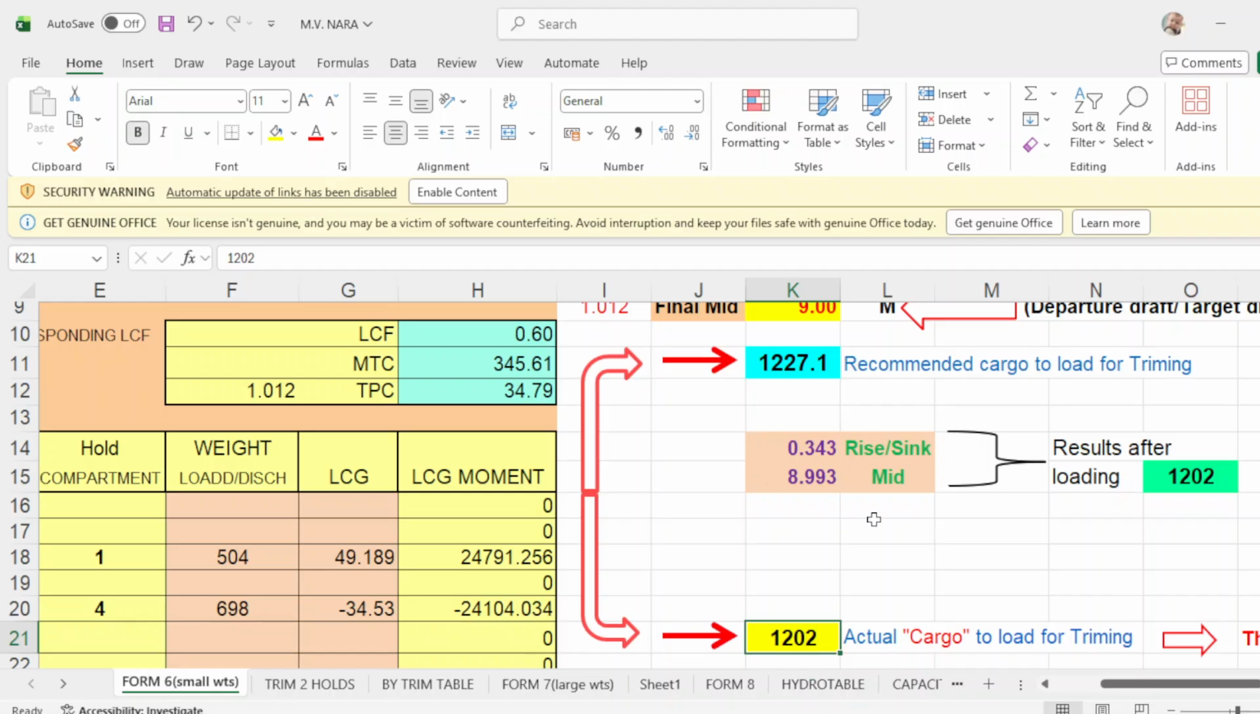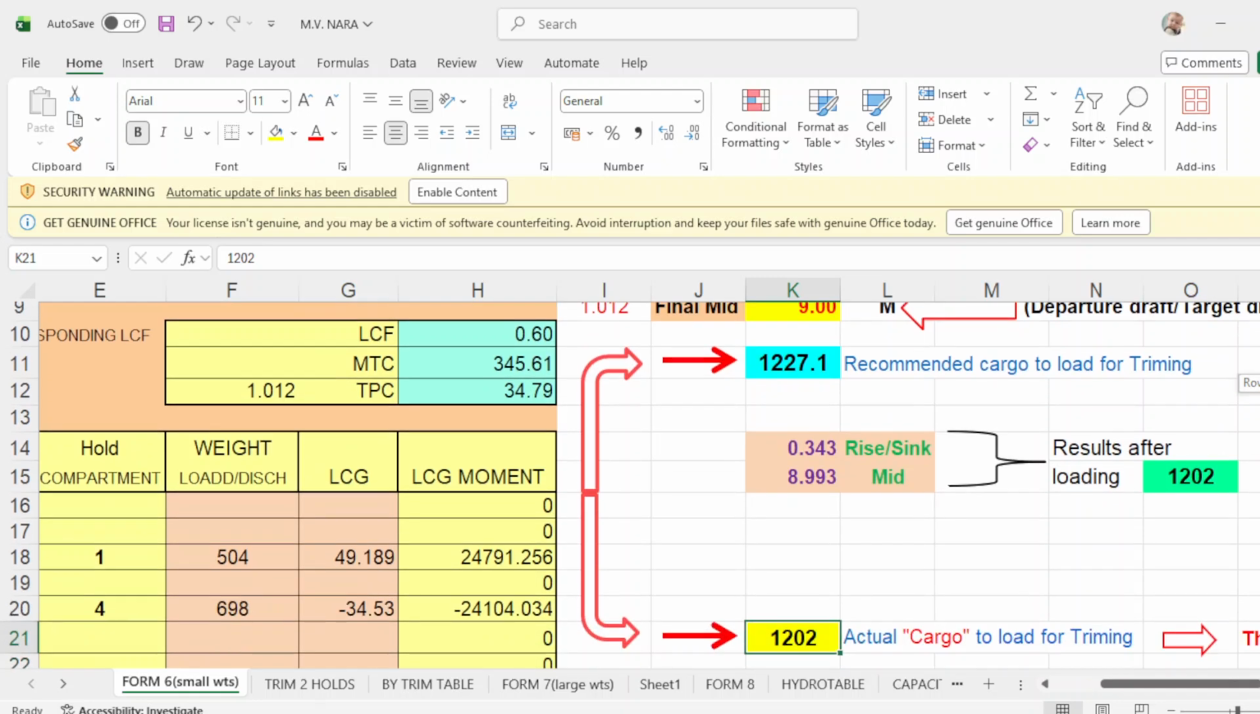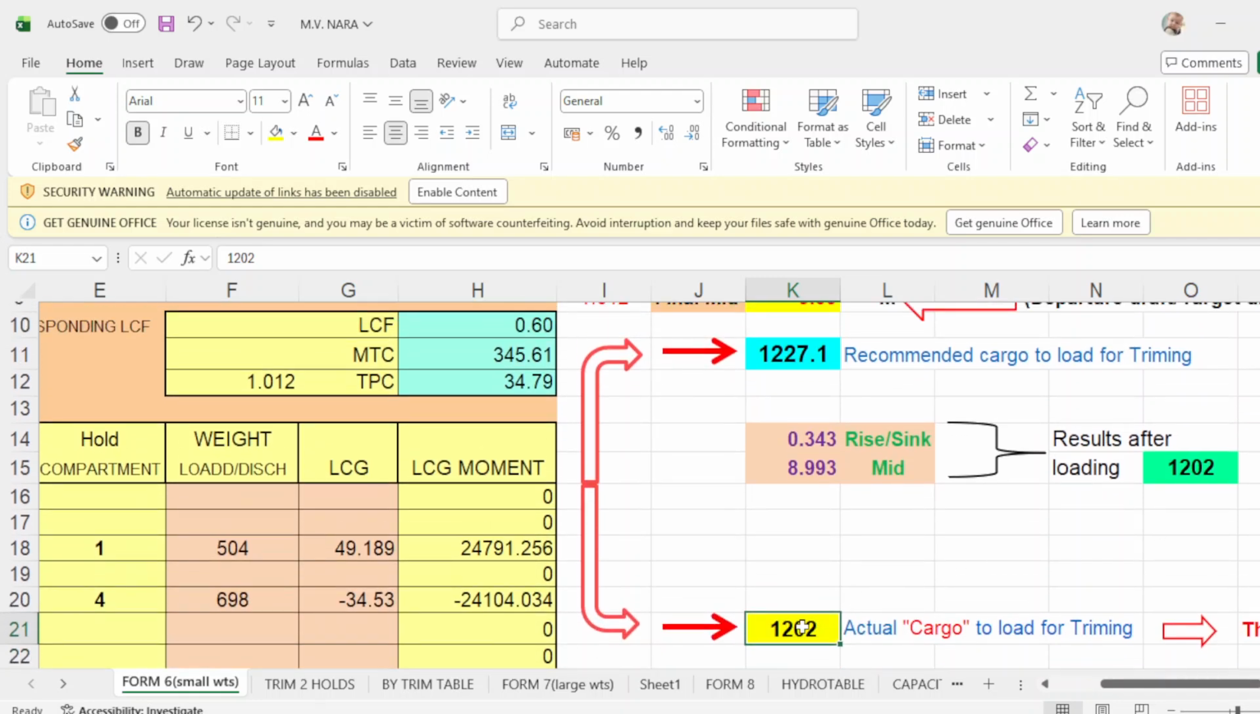Take note of this one, guys. This mid, drop, and the sinkage should be the same with this one. But apparently now it's not the same. Okay. So we put 1,227. Okay. So press enter.